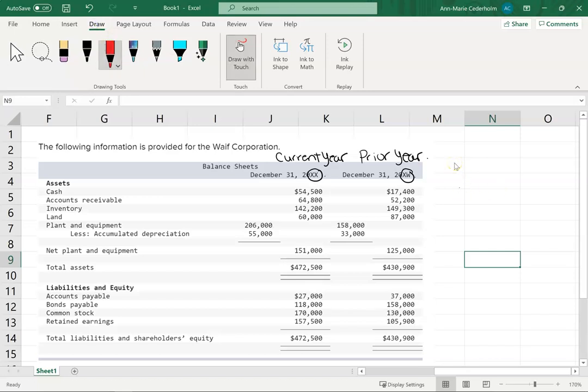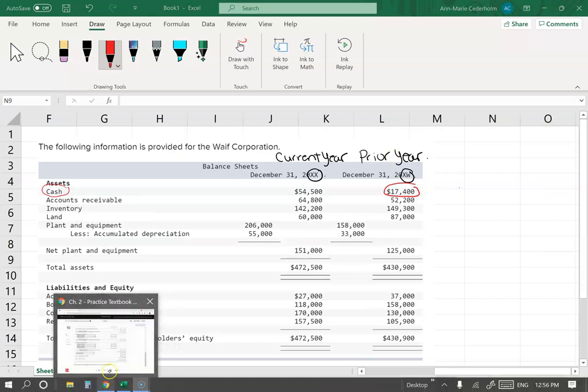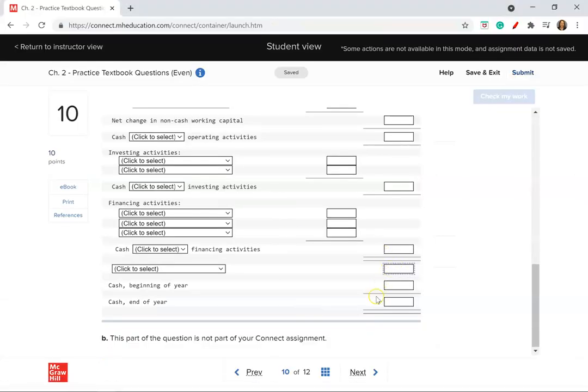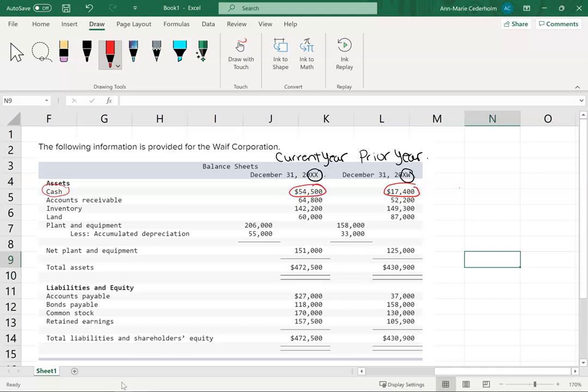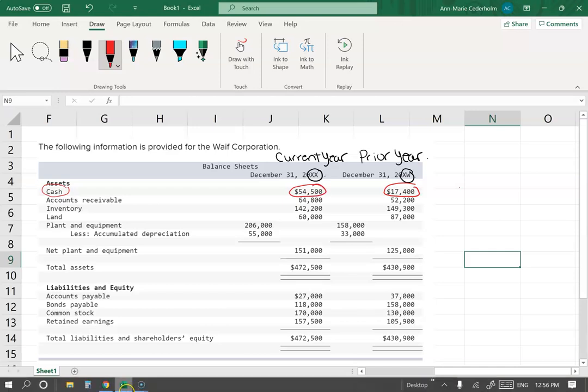So then if I see my cash amount, what I'm going to do is move these two amounts to my cash flow statement. So my $17,400 is my beginning of year. And my $54,500 is my end of year.